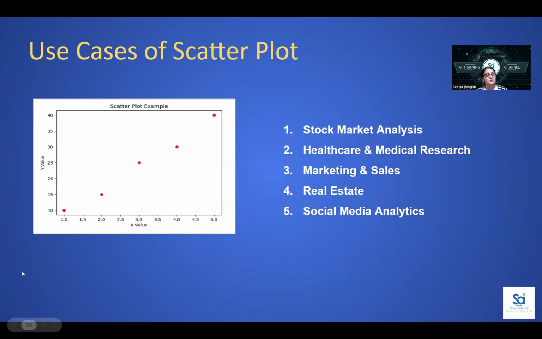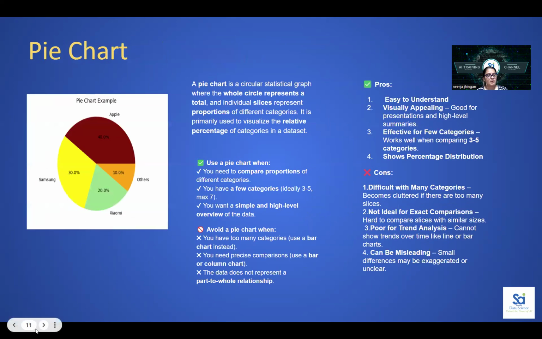Okay, so this is all about your scatter plot. Now we will move ahead with the pie chart.